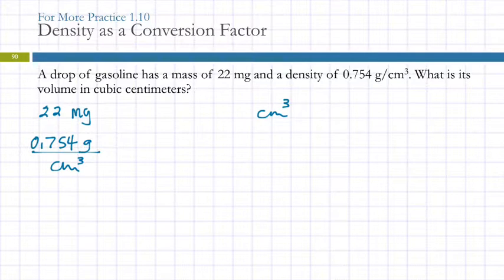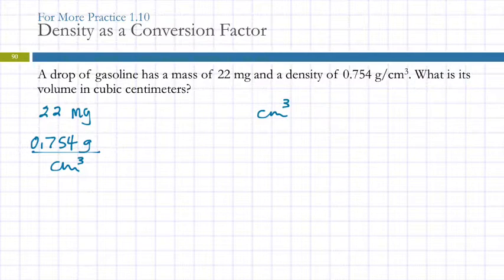Well, which of these am I going to start with? The 22 milligrams. That's my best guess because this is a single unit that cannot be used to convert from one thing to another. This density can be used to convert between mass and volume. So I'm starting with the milligrams. I need to get from milligrams to cubic centimeters. Well, I should probably use this.